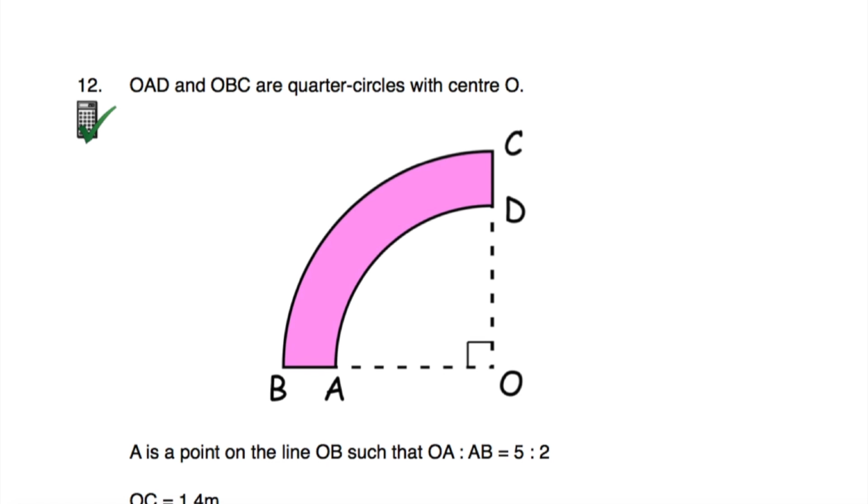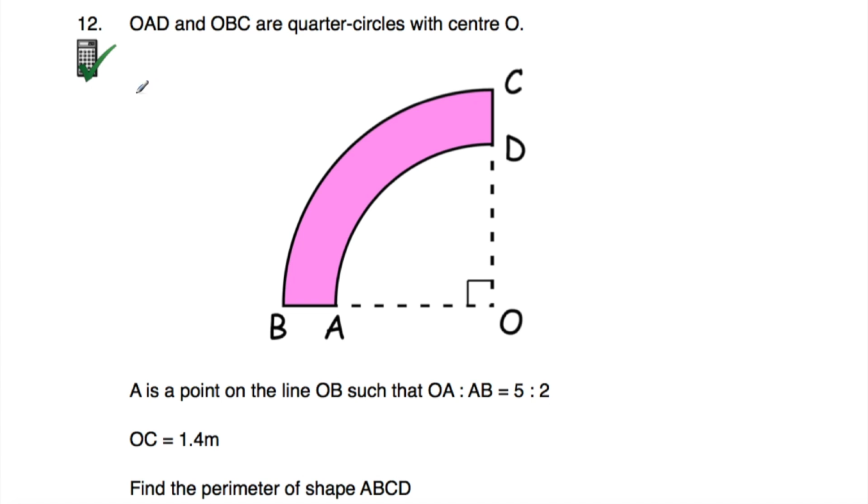Okay, let's have a look at question number 12. So question number 12 is our last question, and we're told that OAD and OBC are quarter circles with center O. So this is the center, and you've got this quarter circle and then this quarter circle, and they share that same point, that point O, that center.